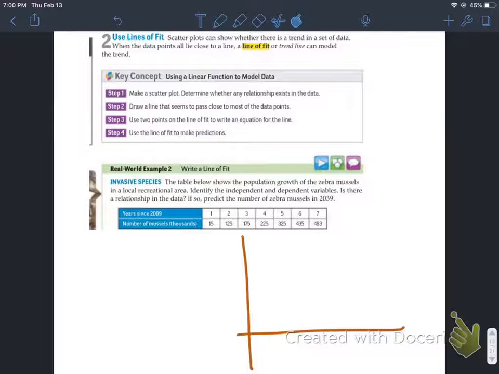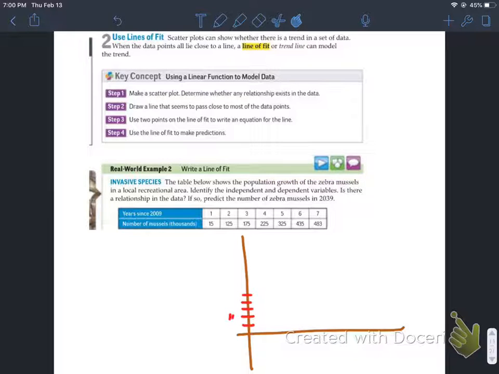In example 2, you will make a scatter plot to determine whether a relationship exists in the data, if it's positive, negative, or if there's no correlation. And then we're going to draw a line that tries to pass through all the data points. Once we do that, we will use two of the points to make an equation for that line. And then we will use that equation to make predictions.